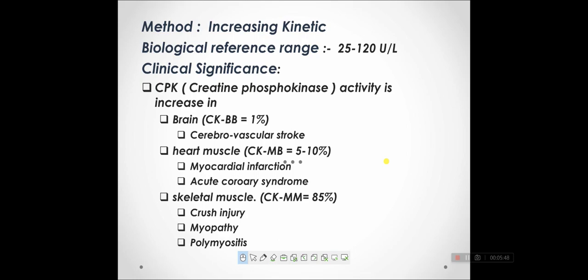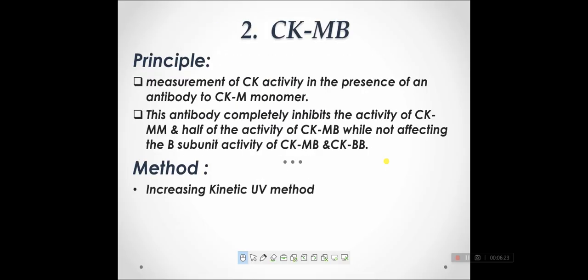Now let's talk about the clinical significance of this enzyme. So what is the clinical significance? That the CPK enzyme activity is increased in cases such as cerebrovascular stroke, myocardial infarction, acute coronary syndrome, any kind of crush injury, myopathy, and polymyositis. So if the biological reference range is more than 120 units per liter, then it is suggestive of diseases like cerebrovascular stroke, myocardial infarction, acute coronary syndrome, etc.